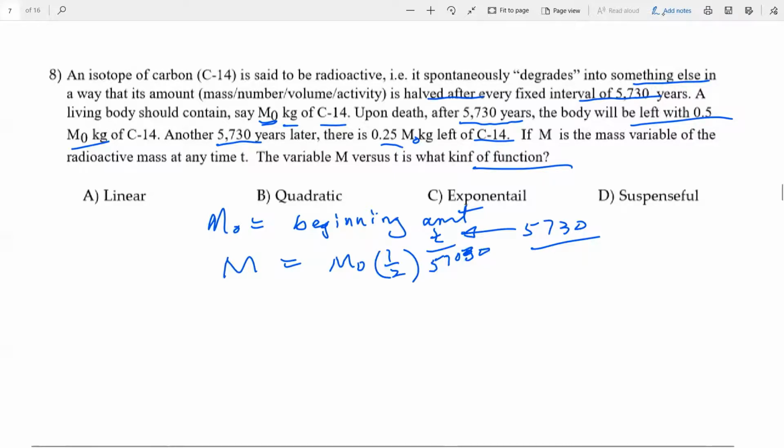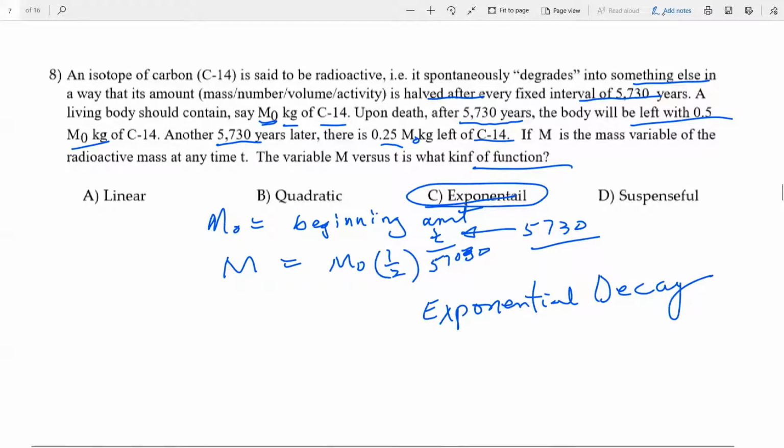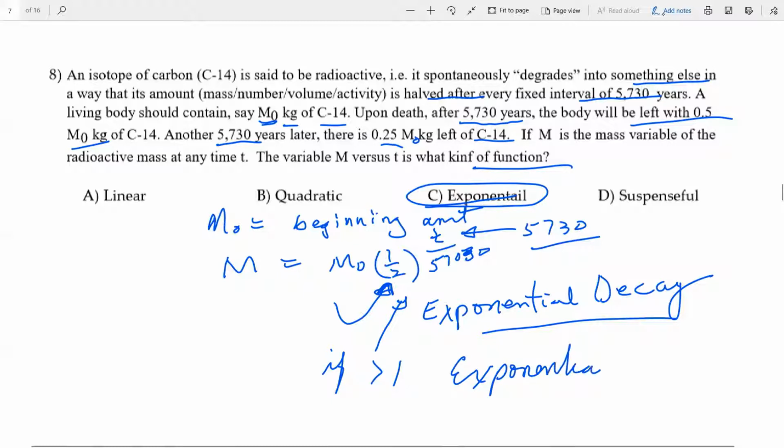So what kind of function is this? It is an exponential function. In fact, I would say it's exponential decay. Notice that if this factor from time to time is less than 1, it's exponential decay. If it actually grew, if that were more than 1, it would be exponential growth. So anyway, it's an exponential function, and we would call this exponential decay. It's not quadratic, it's not linear, and I just made up the suspenseful function.